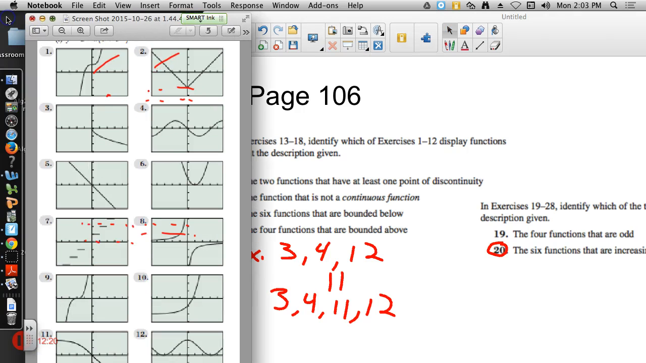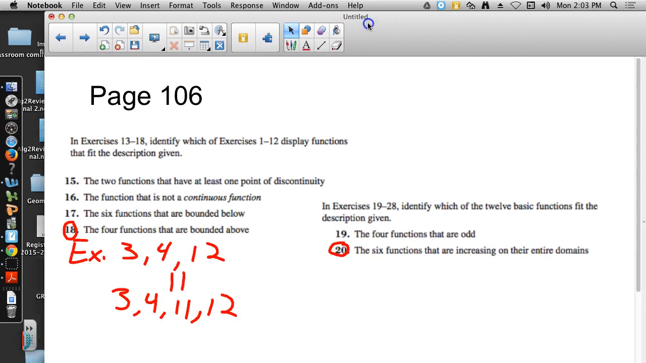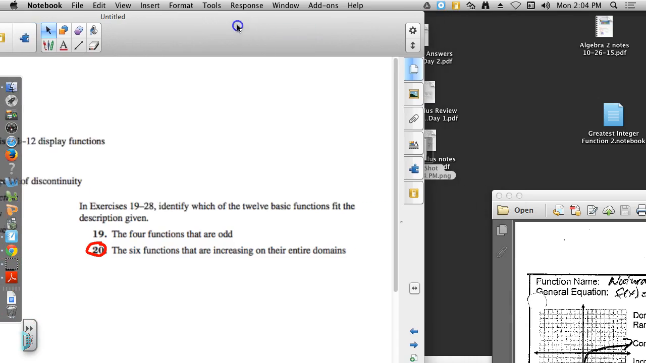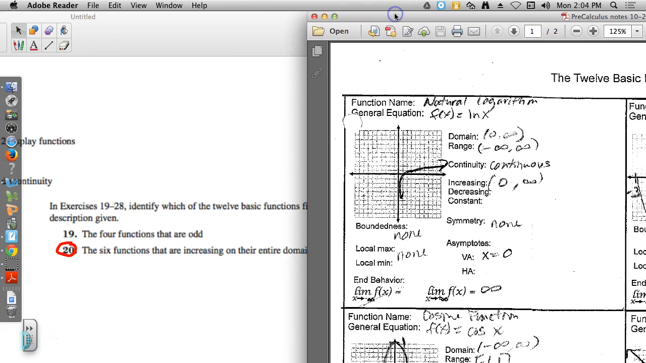Now, get this closed up so it's not quite as slow. And in exercises 19 through 28, identify which of the 12 basic functions fit the description given. This one has the 6 functions that are increasing on their entire domain. So remember what that means is we are always going upward with these functions.